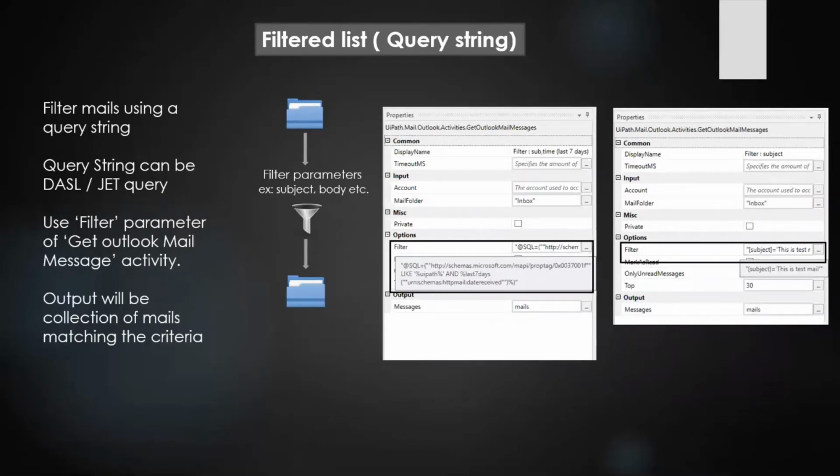To apply the filter on a collection of mails, we use a query string. Now this query has two types, that is, it can be a DASL or JET query. We will see these queries in detail later in this video. And here we will be using the filter field of get Outlook mail message to mention a query string.